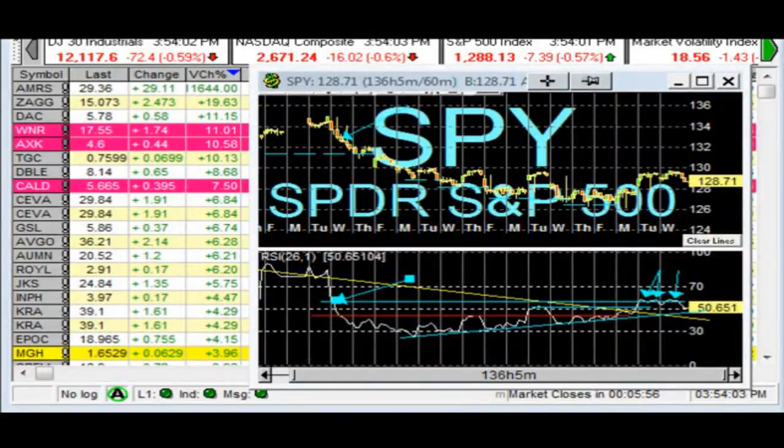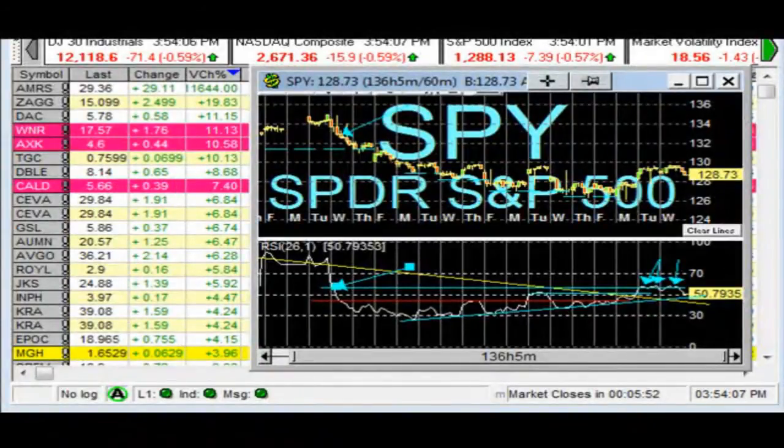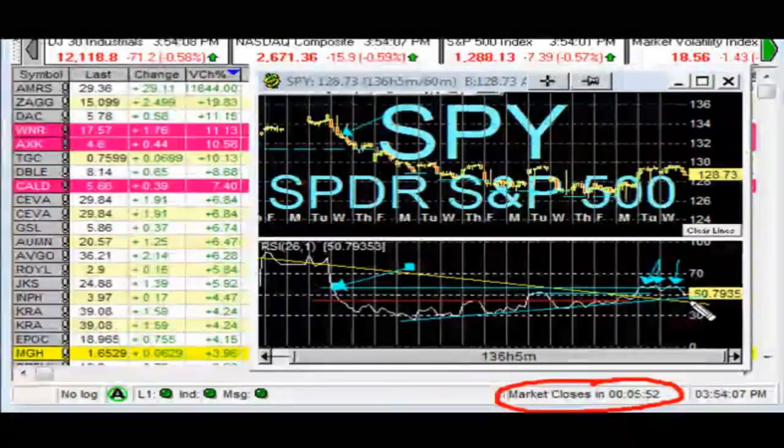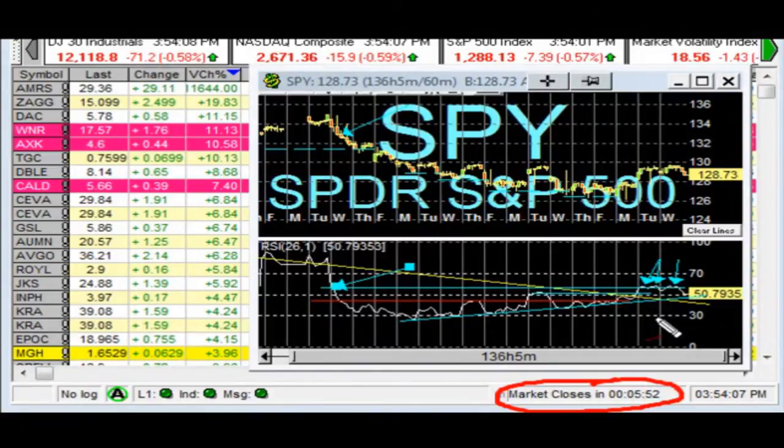So now we're back. The market is going to close in about 5 minutes, you can see right there. We are getting very close to the 50 level on the hourly. And what I want to show is that now the Dow is down 71 points. What I wanted to show is what happens if I can capture that live.